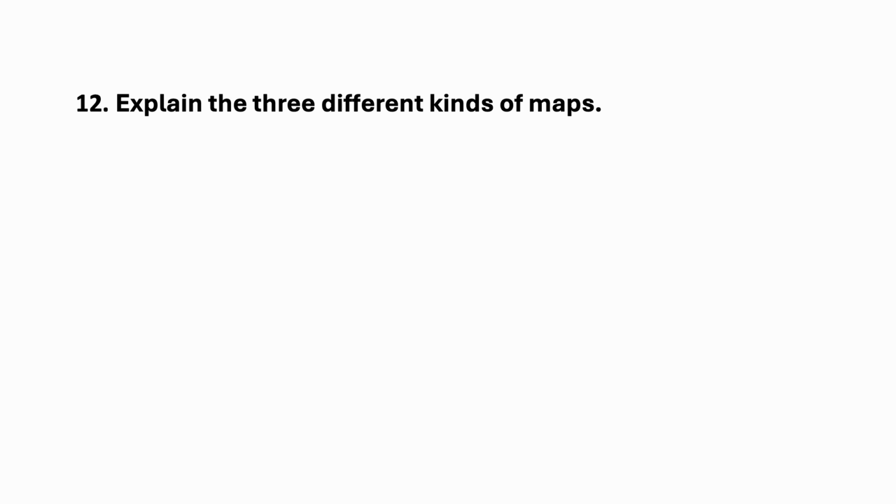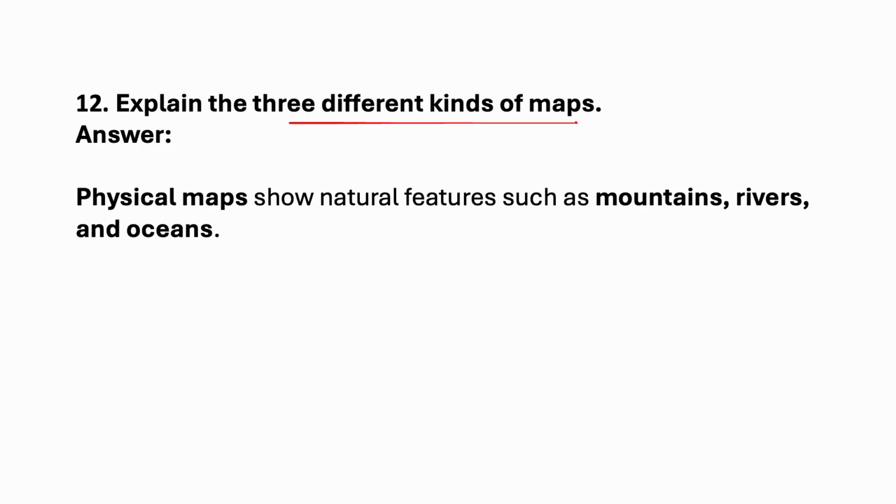Next one, explain the 3 different kinds of maps. First one, physical maps show natural features such as mountains, rivers, and oceans. A physical map shows the natural features of the earth. It includes mountains, rivers, oceans, plains, and plateaus.